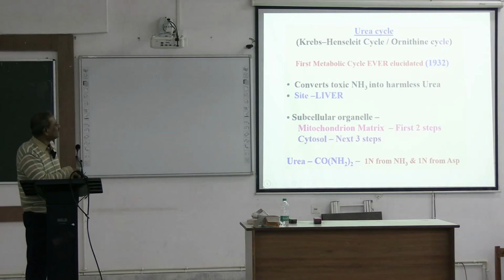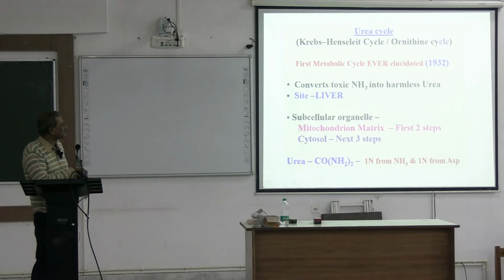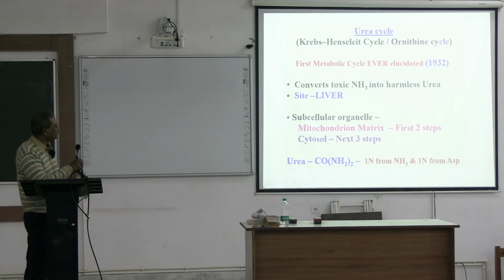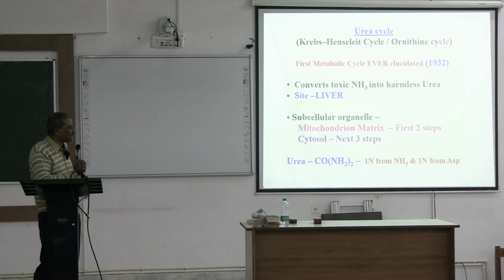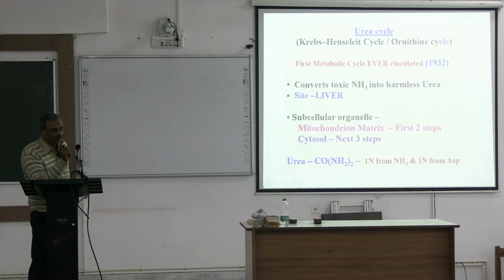It was the first metabolic cycle discovered, in 1932. The urea cycle converts ammonia into urea, and the production site is the liver. I have been repeatedly telling you the production site of urea is the liver, and the excretion site is the kidney. Don't confuse it.